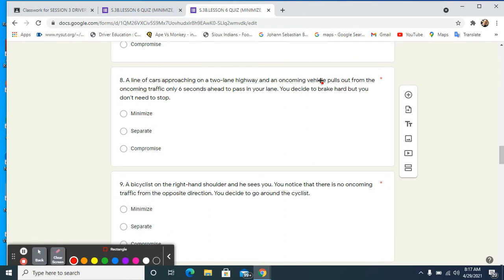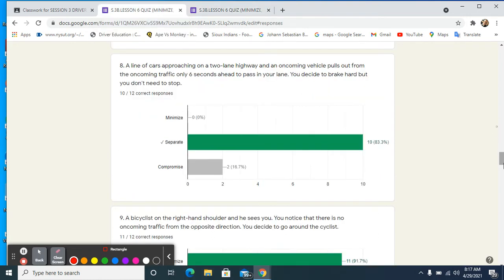You brake hard, but you don't need to stop. The car got back into the lane. I should have written that in there. The car did get back into its lane. This should be separate, guys. Let's make sure it is. If it's not, I'm going to do something about this question.